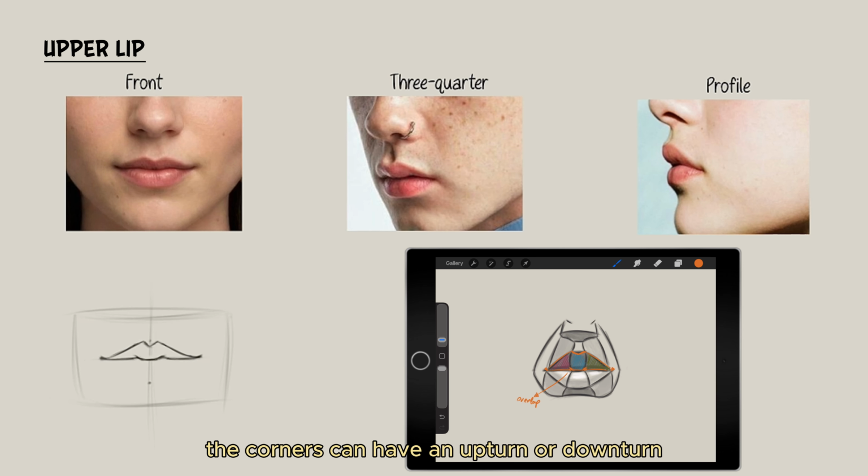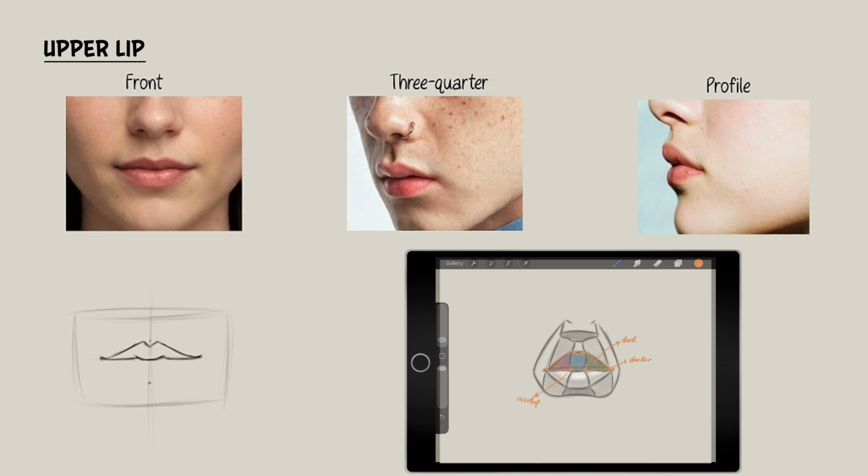Speaking of which, the corners can have an upturn or downturn. This will vary from person to person or the angle of the mouth. The upper lip can also be divided into front plane and bottom plane, where the bottom plane wraps underneath, toward the inside of the mouth, and has a darker value than the rest of the lip.